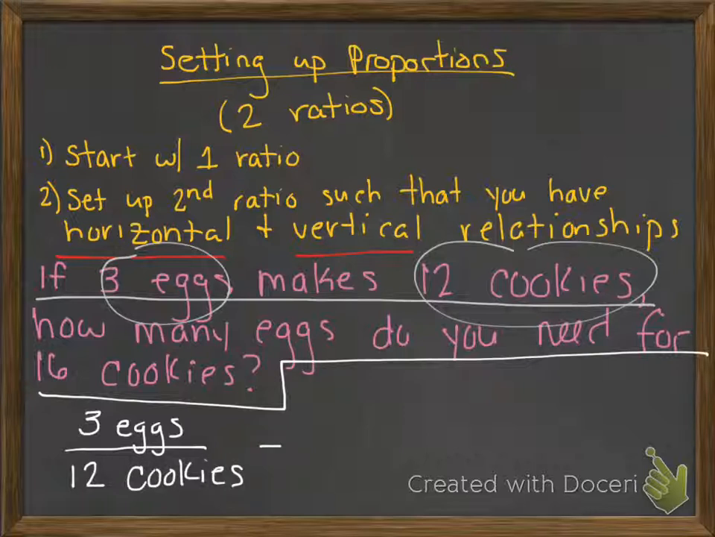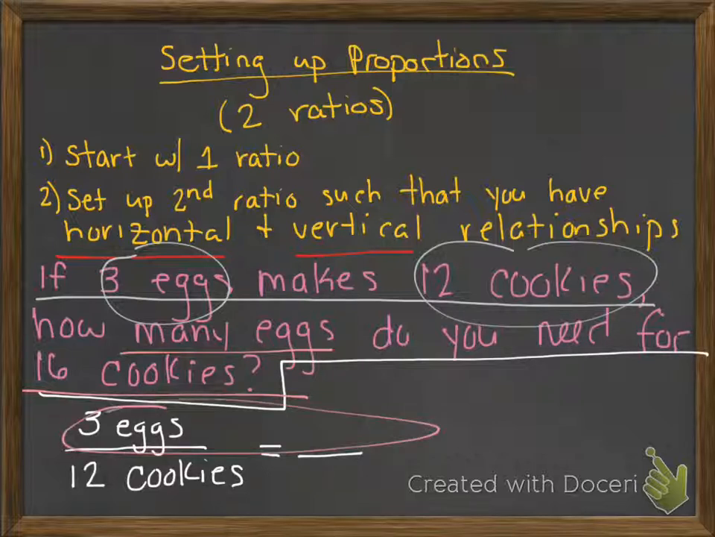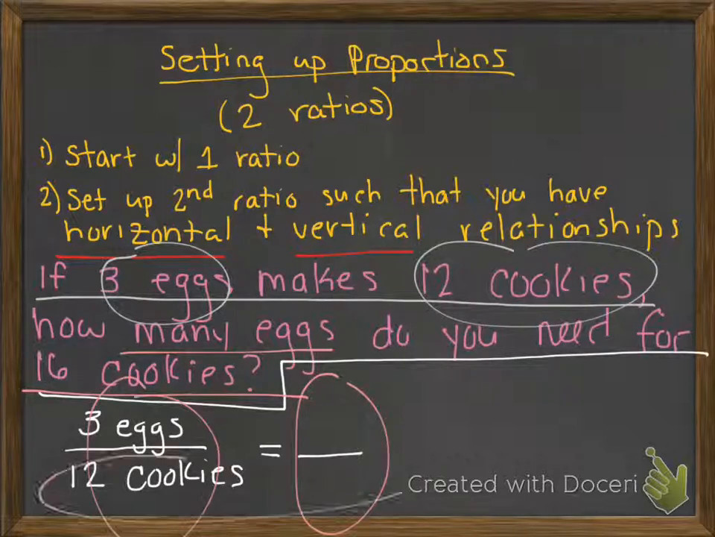All right, the only difference here is that I have another ratio to account for. I have 16 cookies and X amount of eggs. So when I set this up, I want to have a relationship vertically. So I'm going to keep my eggs together. So I don't know how many eggs I have, so I'm going to put an X up here. And then on the bottom, I need a relationship horizontally here again, so I need cookies. Now my vertical relationships are going to be that 3 eggs make 12 cookies and blank eggs make 16 cookies. So when I set it up, it's going to look like this.